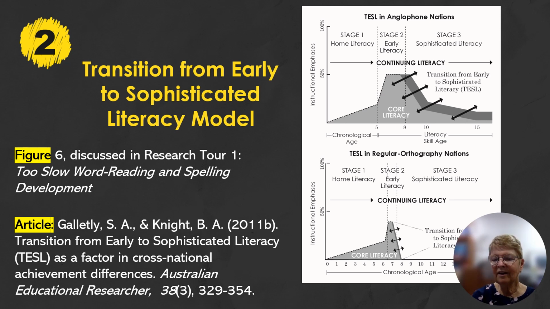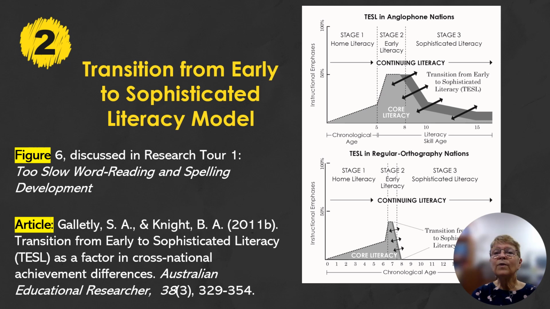Now compare the two figures. The top one is for Anglophone nations and no doubt Thailand. The bottom one is for regular orthography nations. Do you see how little grey area is there for the regular orthography nations? Because children are so quickly independent readers and writers. And do you see how there's very little grey in sophisticated literacy?